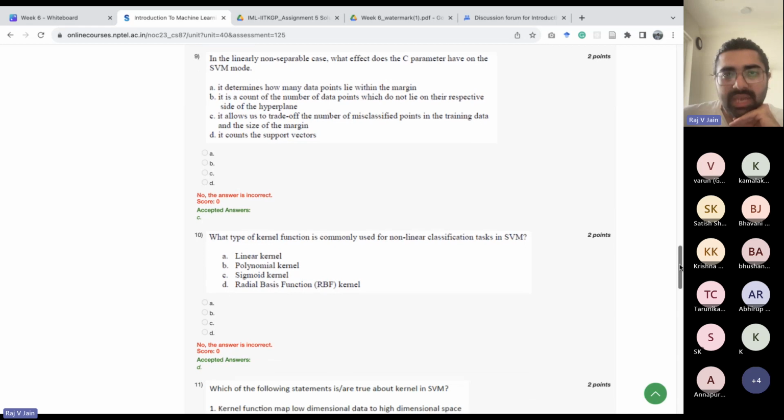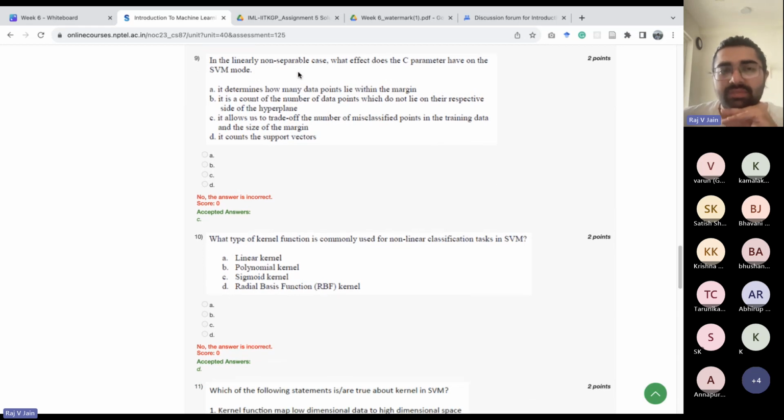Then let's go to question 9. Again, same idea. If you have a linearly non-separable case, what effect does the C parameter have on the SVM model? It allows us to trade off the number of misclassified points in the training data and the size of the margin, right? This is exactly what the C parameter will have an effect on. That's what we understand from the C parameter. This will happen only even if it is a linearly separable case, right?